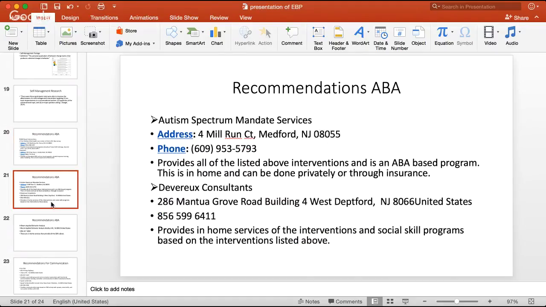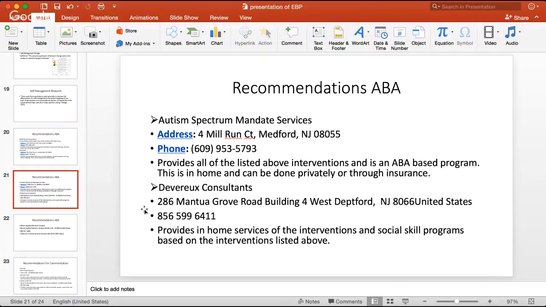Next, we have Autism Spectrum Mandate Services, which provides all the listed above interventions, and is an ABA-based program. This is in-home and can be done privately or through insurance, which is great because ABA can be expensive, and when it's through insurance, it makes it more affordable.